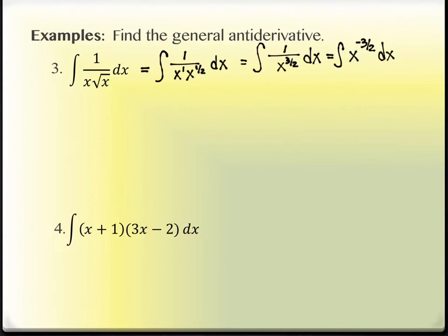Okay, so what are we going to do? What rule am I going to use in order to take the antiderivative? The power rule. And the power rule says I do what? I add 1. So I have a negative 3/2. What is negative 3/2 plus 1? Negative 1/2. So this is x to the negative 1/2, plus c, right? On a gateway, we would leave it like that. We would leave it as x to the negative 1/2 plus c.